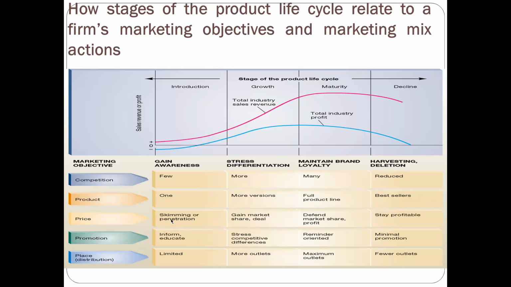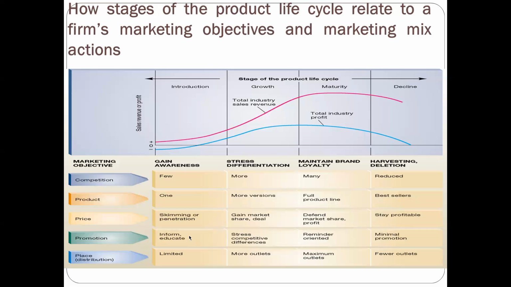And then the price. At first, we have to skim or penetrate into the market by some discounts, and by skimming, that is, we may keep some high prices. By this strategy, we will introduce the product into the market. Then during the growth phase, the price objective is to gain market share and deal. Then we defend. In this maturity stage, we will defend the market share and profit. Ultimately, our goal or our objective is to stay profitable.